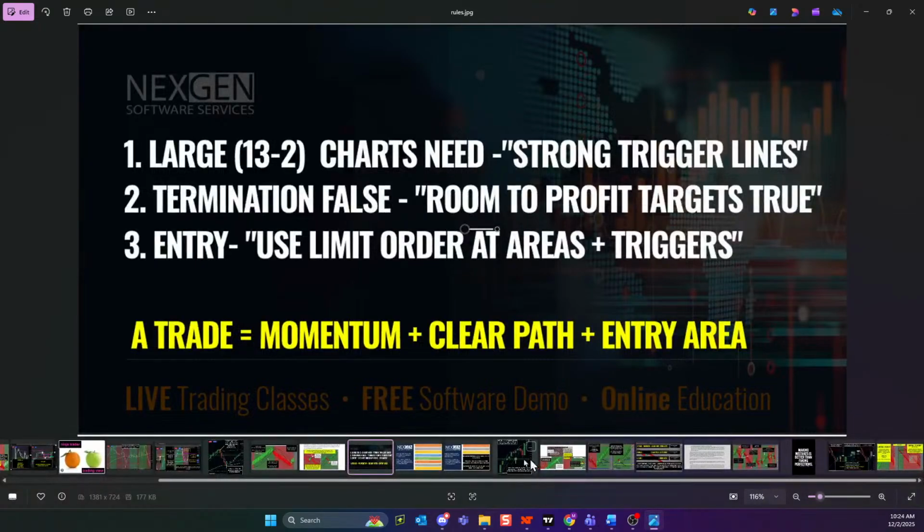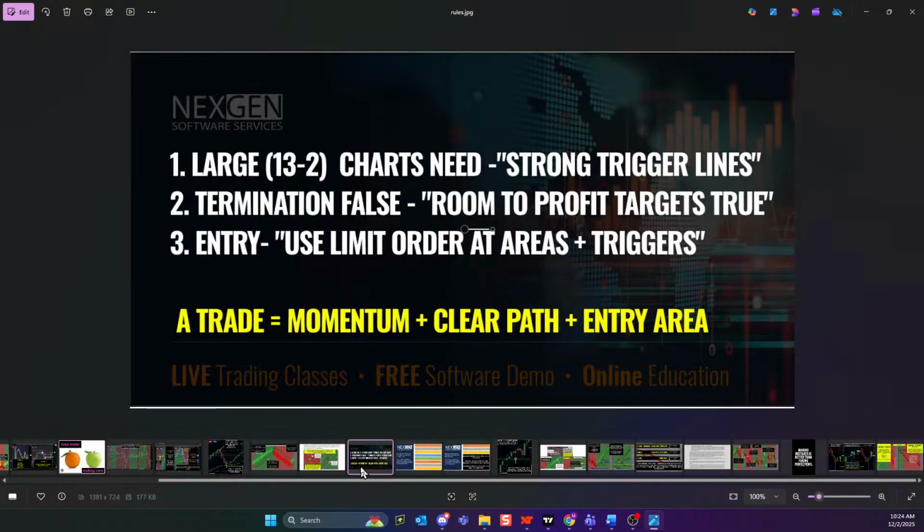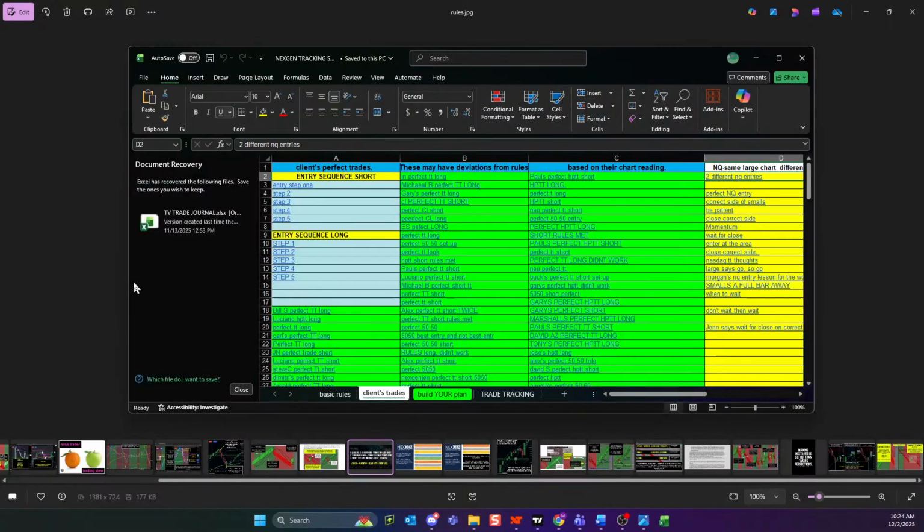The path to getting to where you want to be. Learn the rules, guys. Learn the rules. Take the time to learn the rules. There's only 3 for NinjaTrader. Strong trigger lines give the advantage of momentum. Guys, if you don't know what strong triggers look like, how are you ever going to get it? Right? The KISS plan keeps you from overtrading.